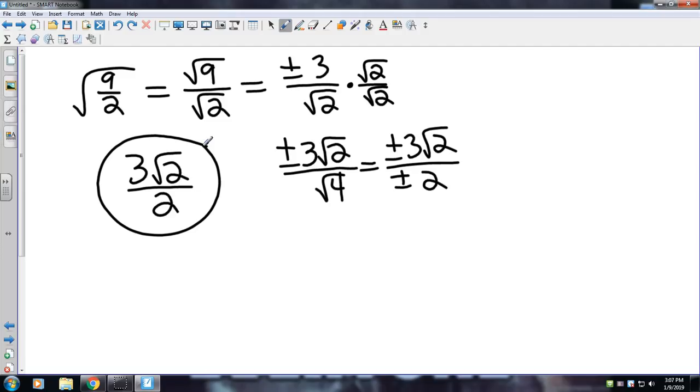It's a little bit lengthy, about 14 minutes, but that is Chapter 6, Section 3, Properties of Radicals.